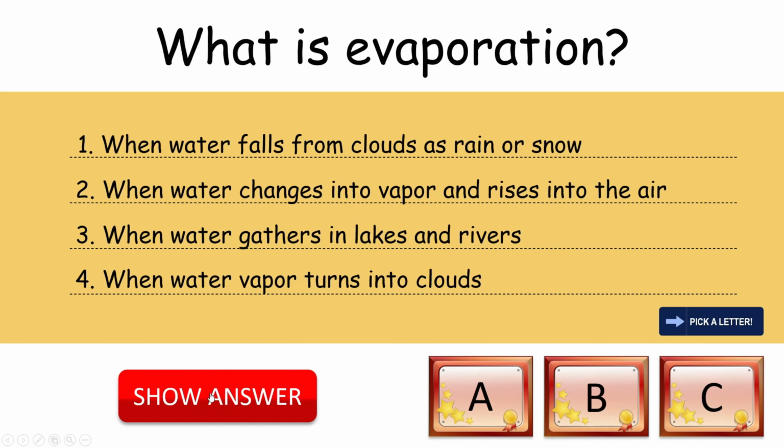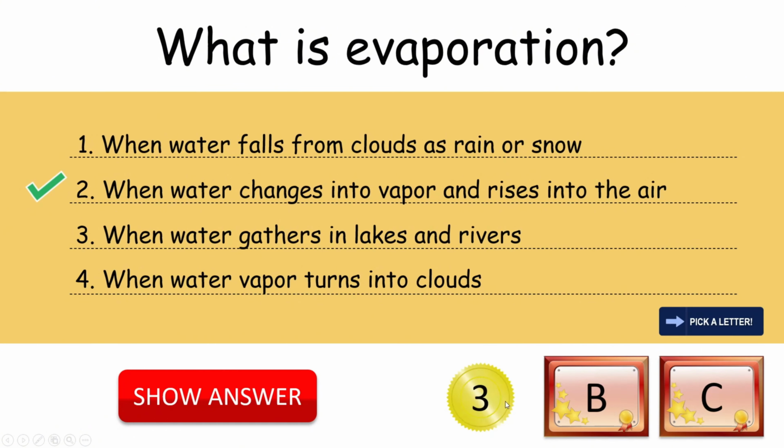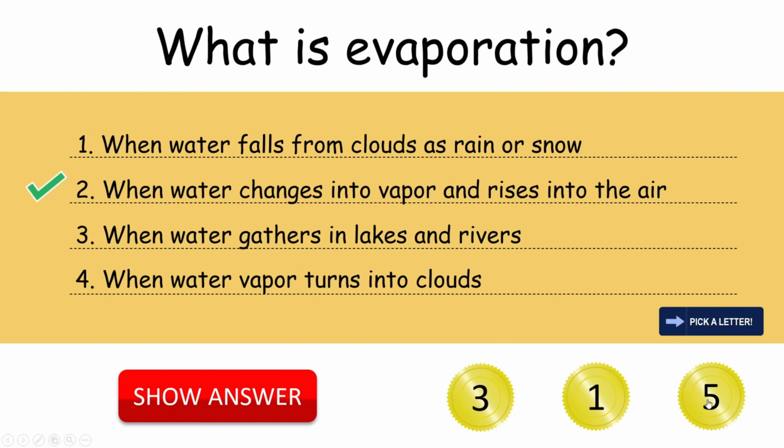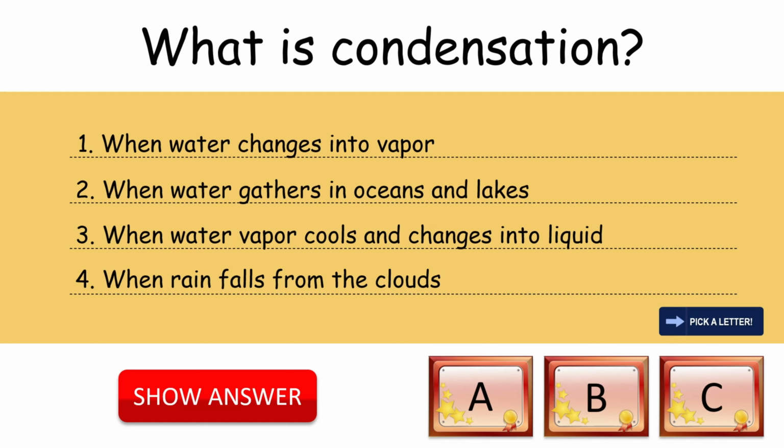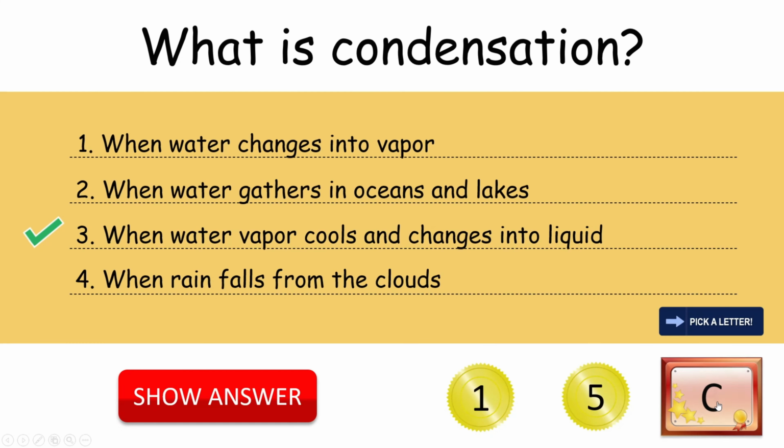A student from each team answers the question. The fastest wins and gets to choose a letter. Each letter hides a score, 1, 3, or 5.